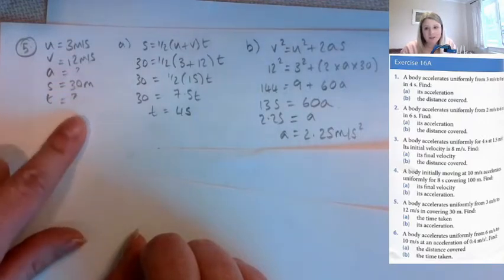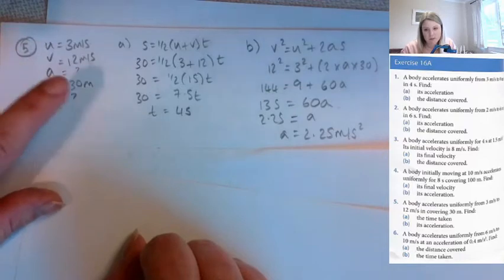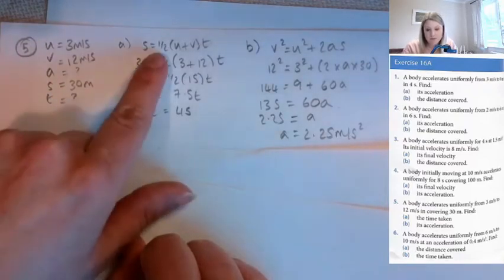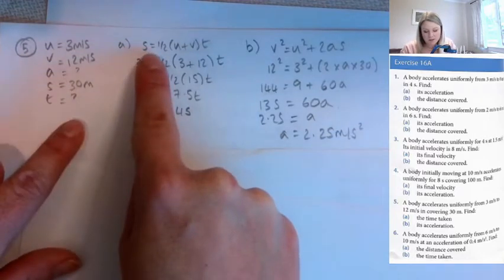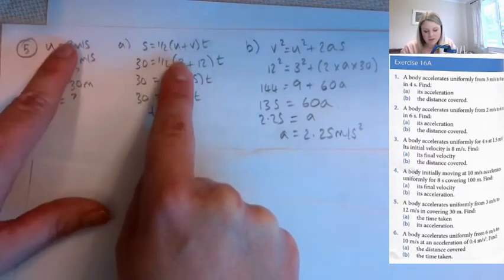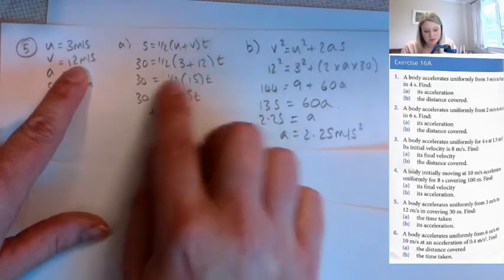Part A asks us for the time taken. So we've got U, V, S, and we're looking for T. So we have to use S equals a half U plus V times T. Substitute in my numbers. S is 30, U is 3, V is 12, and T is what we're looking for. So I've just done a wee bit of tidying up here.